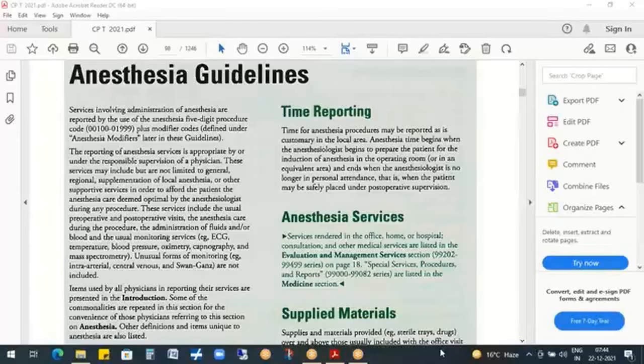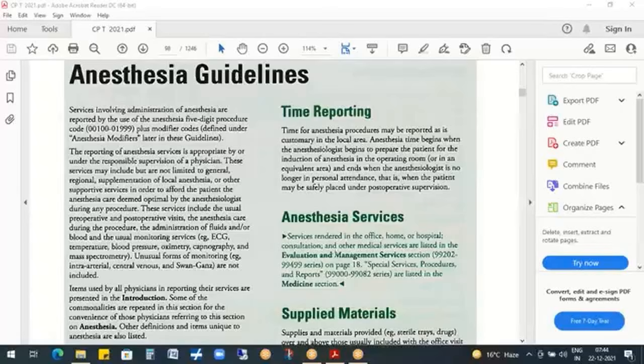Modifiers. What are the points we are going to discuss in anesthesia? What is meant by anesthesia? Anesthesia code range. Type of anesthesia. Who will use anesthesia codes? Included services in anesthesia. Excluded services in anesthesia. Anesthesia formula. Time reporting. How to code multiple procedures. Modifiers. These are the points that we need to understand in anesthesia.